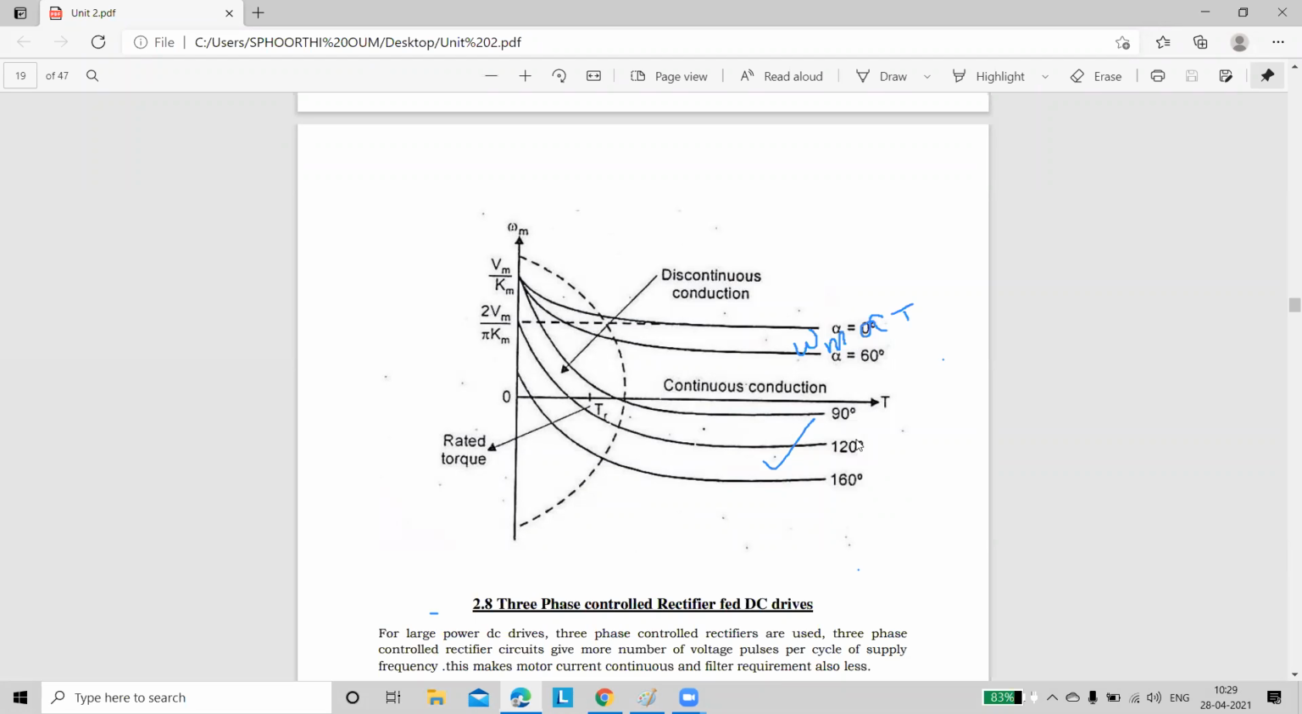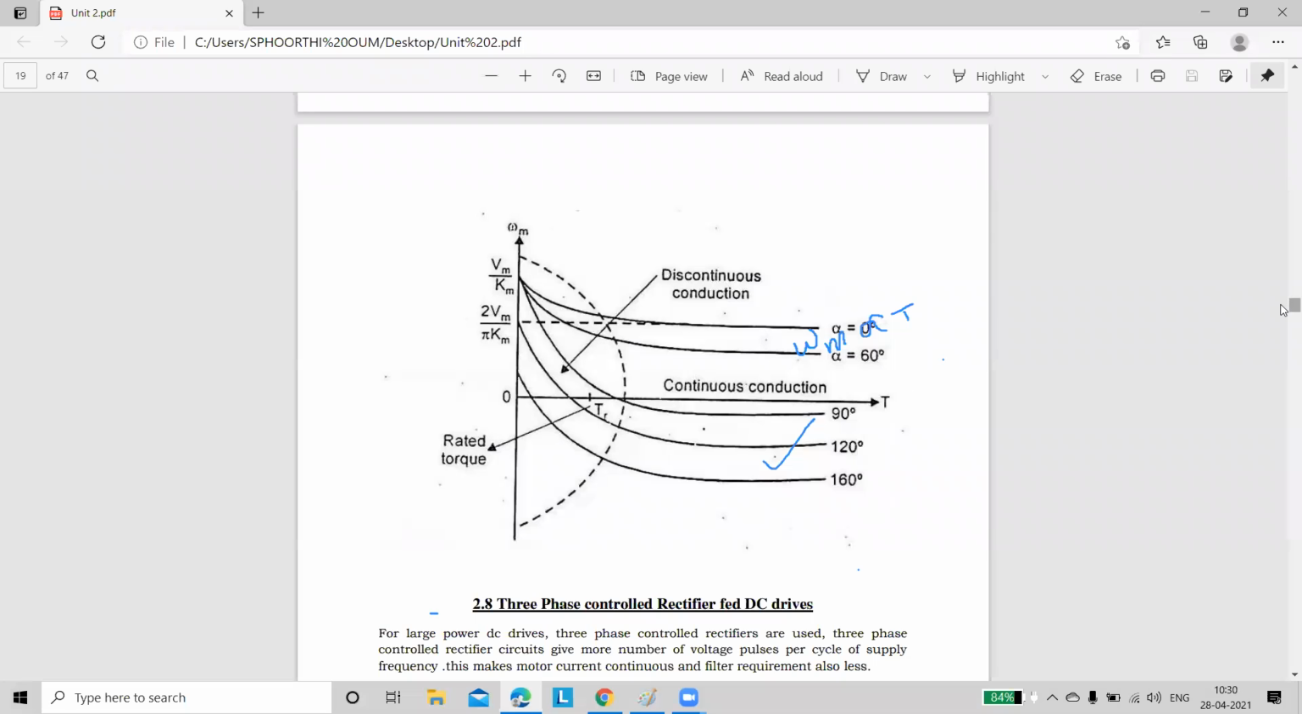Was it clear to you or not? Can I explain again? By varying the firing angle, that means by increasing the firing angle from minimum to maximum, our rectifier is going to be operated from discontinuous mode to continuous conduction mode. Is it clear? Or do I have to explain again? Please explain, ma'am.